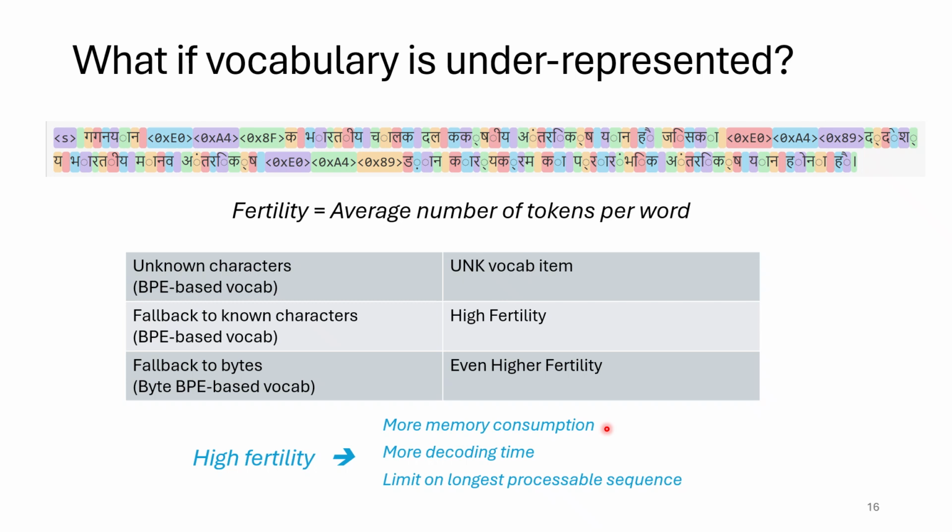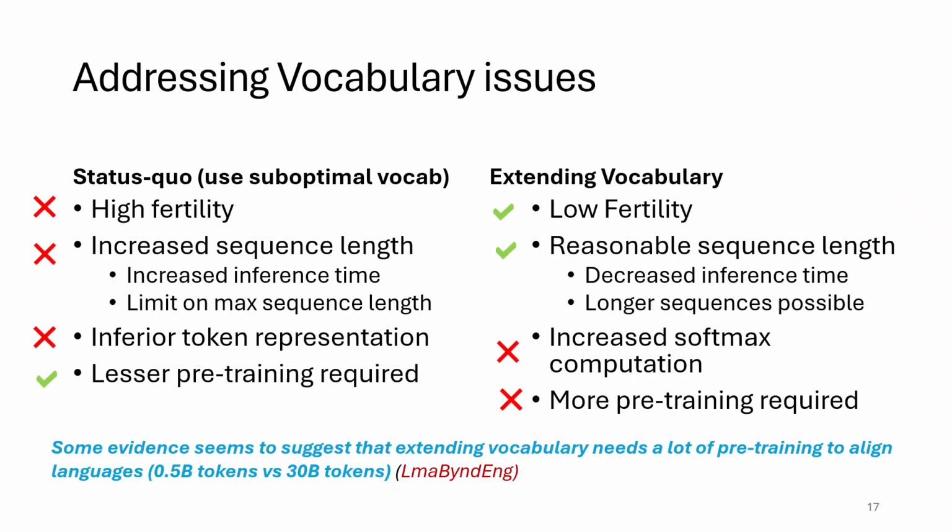Now you cannot process as long a sequence of text as English for the same content, because the fertility is very high. You need a lot more tokens to represent the same information. And therefore, how do we address this issue?